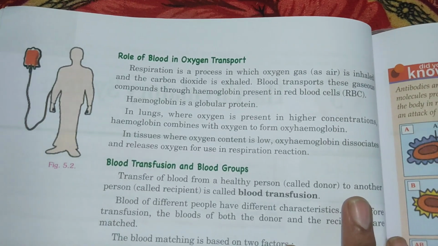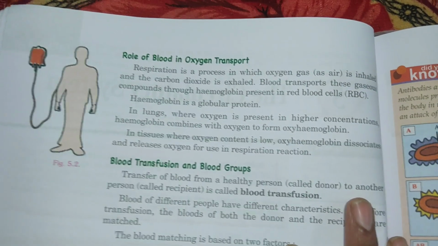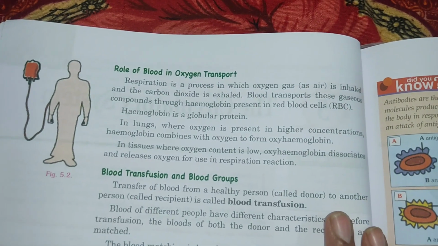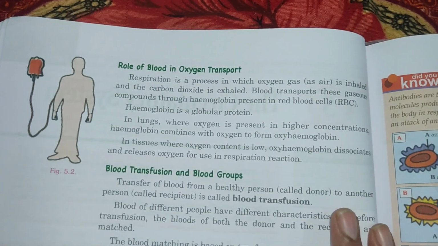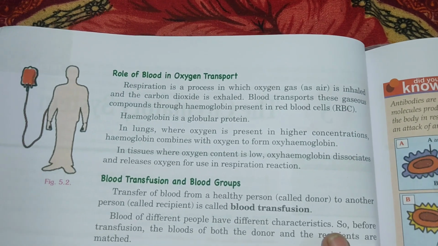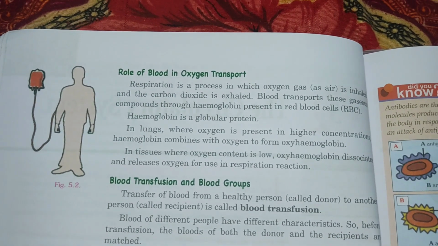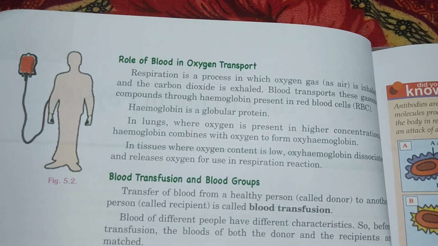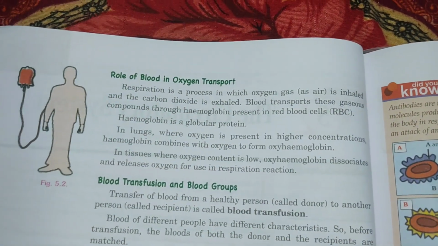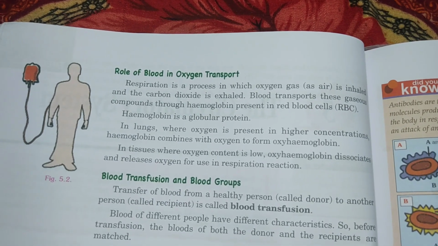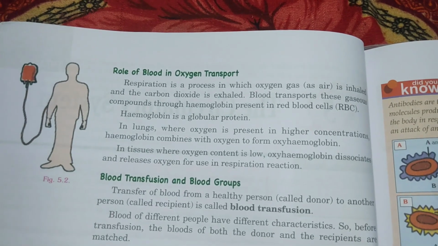Next, what is the role of blood in oxygen transport? Let's see. We know that respiration is a process in which oxygen is inhaled and carbon dioxide is exhaled. So blood transports these gaseous compounds through hemoglobin present in red blood cells. Hemoglobin is a compound globular protein which is present in red blood cells. This hemoglobin will carry the oxygen through respiration.